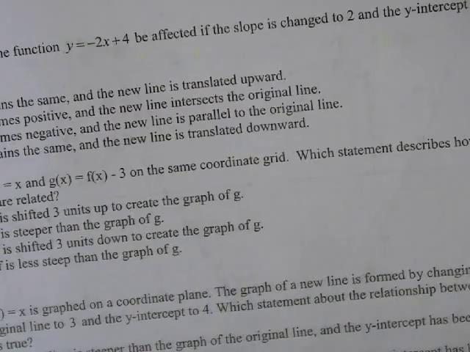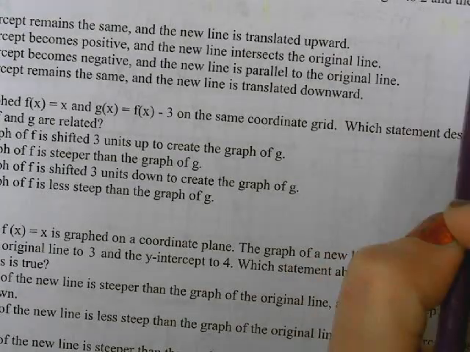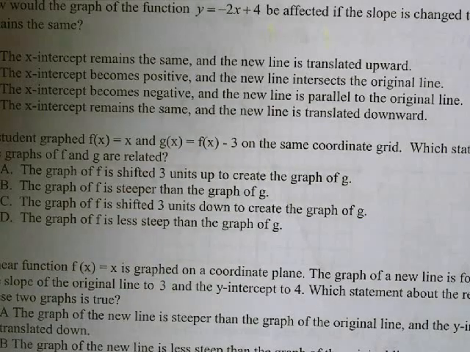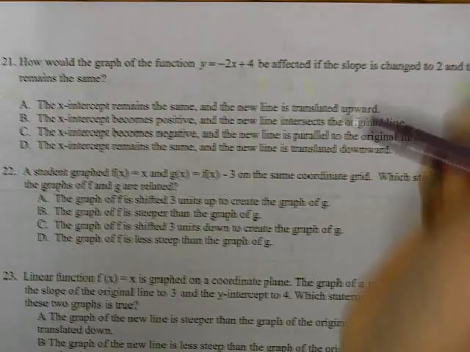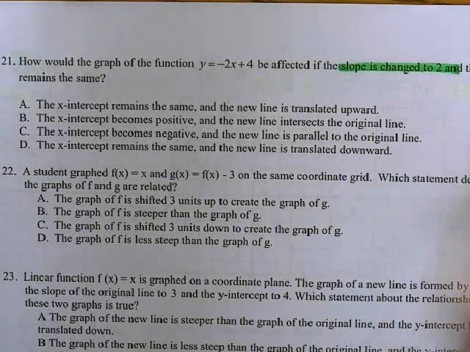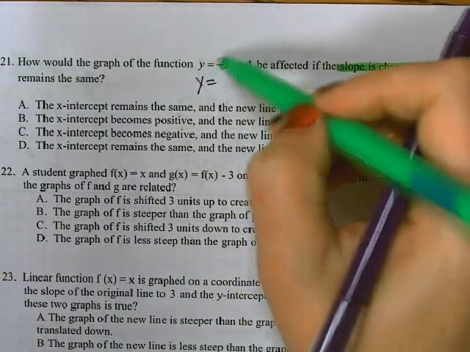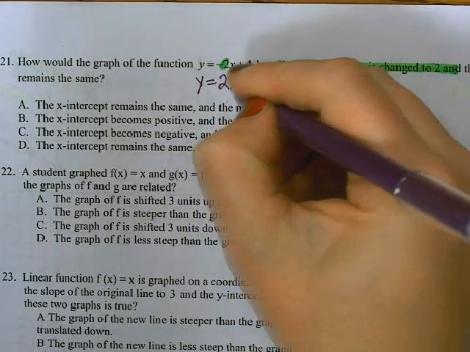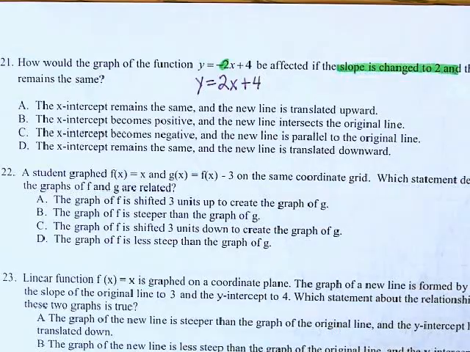Alright, last page. Woohoo! Here we go. So, how would the graph of the function be affected if its slope is changed to 2 and the y-intercept remains the same? That's number 21. So what we have to do is the same thing that we were doing before. We're going to change the slope to 2. So that means y equals, instead of negative 2, we're going to change it to positive 2, and the y-intercept stays the same, so I still write plus 4.